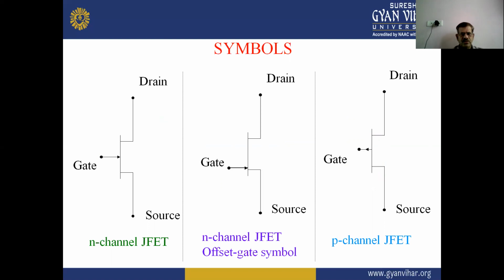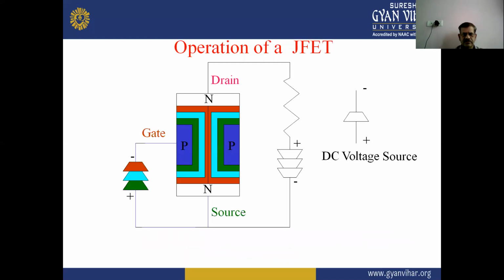These are also some symbols of N-channel JFET, N-channel JFET offset gate symbols, and P-channel JFET. So these are also some symbols of the different JFET, junction field effect transistors. Next one is the operation of a JFET.